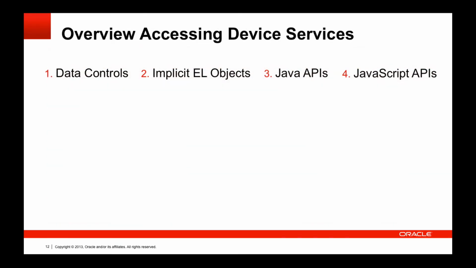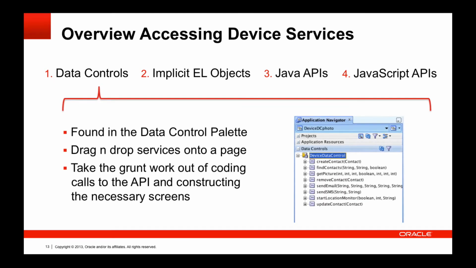Of those mechanisms, there are essentially four that you can make use of. The first is the data control palette, which is one of the main productivity boosters of the JDeveloper IDE. Through a device data control and associated methods, this allows developers to literally drag and drop the associated device service, such as email, onto an ADF Mobile AMX page, and JDeveloper will wire up the page and components such that there is little programming required on the developer's part.